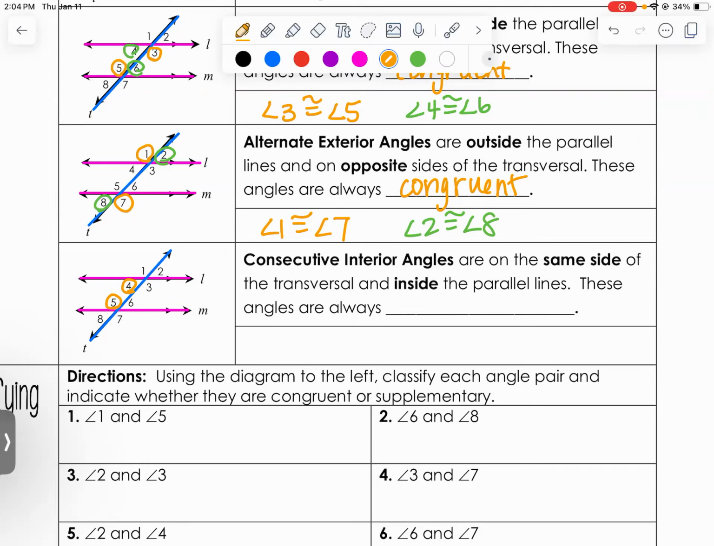Now the angle that we traced, we know matches angle 5. Does it match angle 4? No. Oh man, it does not.